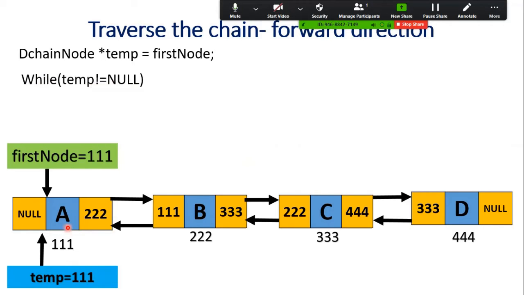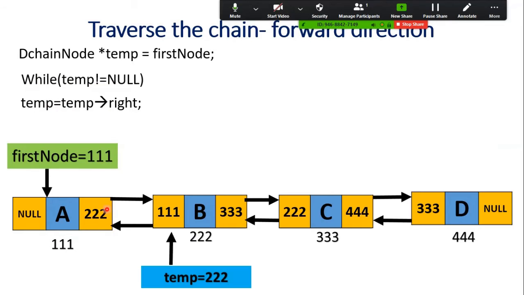Yes, if so, I can traverse: temp equals temp of right. What is temp? Temp is pointing to node A. The temp of right is what? 222, nothing but the address of the B node. So the previous value of temp will be overwritten with what? Temp of right, that is 222. So temp is 222. Now it is pointing to the B node.